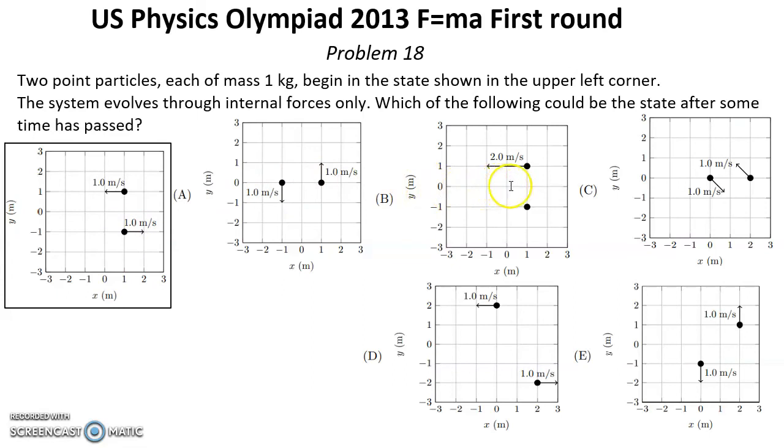Picture B. It has non-zero momentum. It's no good. Picture C. It has angular momentum less than the angular momentum in the initial picture. Picture D. It has angular momentum greater than the initial angular momentum. And picture E, it has the same position for the center of mass. It has 0 momentum, and it has the same angular momentum. So the correct answer is E.